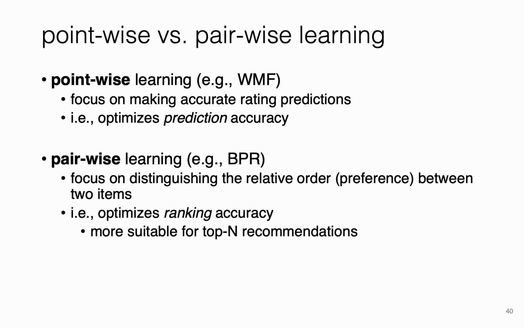This means that this type of learning is more suitable for top-N recommendations, where we want to create a short list of N recommendations to present to the user. And this is actually the scenario we meet most often in practice.